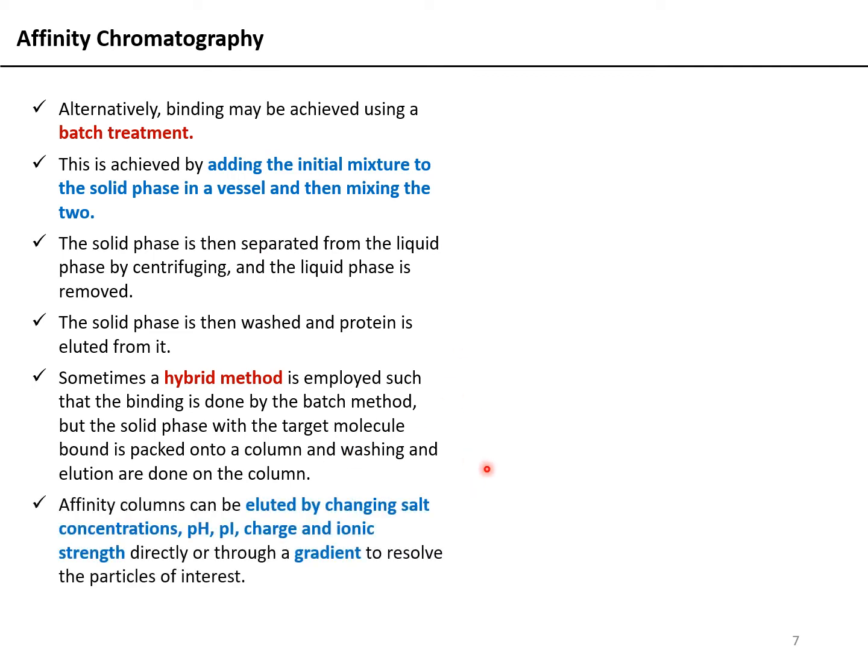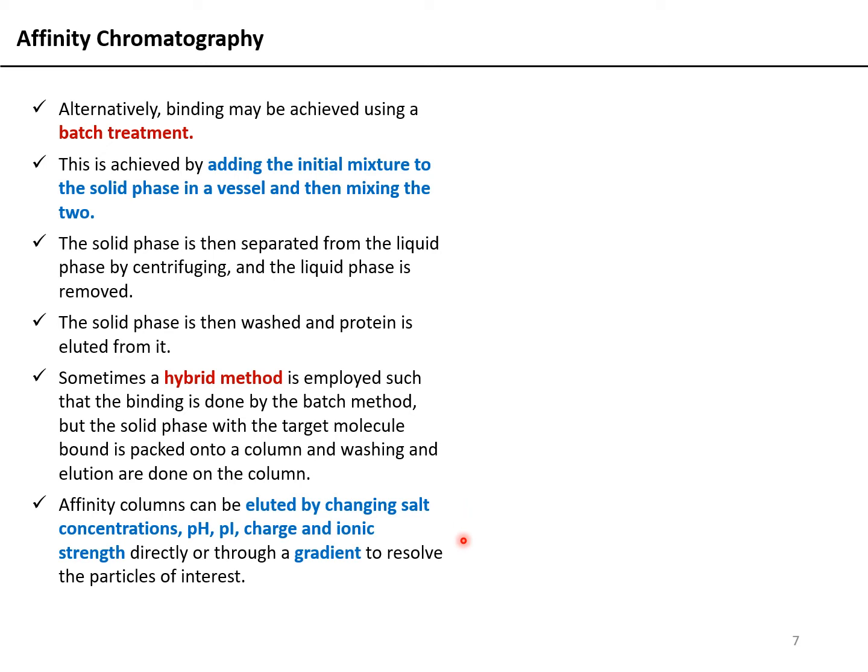Now, affinity columns can be eluted by either changing salt concentrations, pH, pI, charge and ionic strength directly, or through a gradient to resolve the particles of interest. So the kind of affinity column that we took as an example was based on antigen-antibody interaction. Over there, elution involved having excess antigen in the elution buffer. But you can use either of these techniques for elution as well.